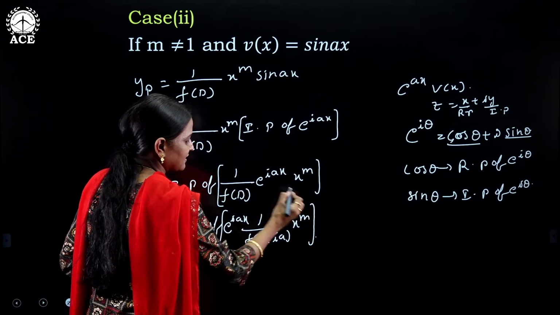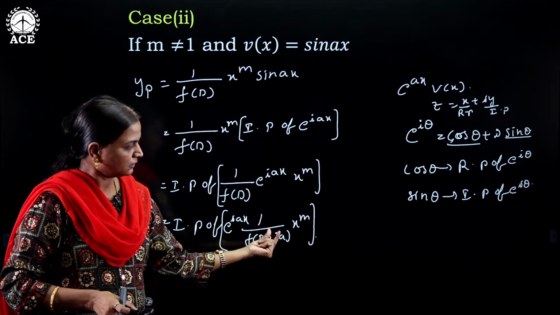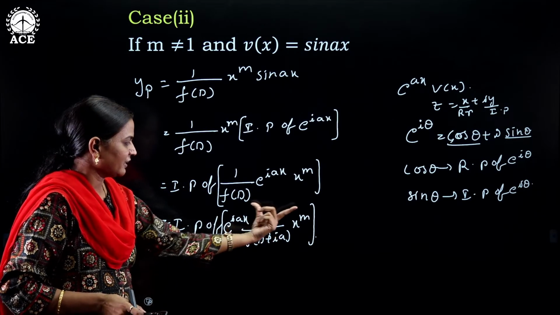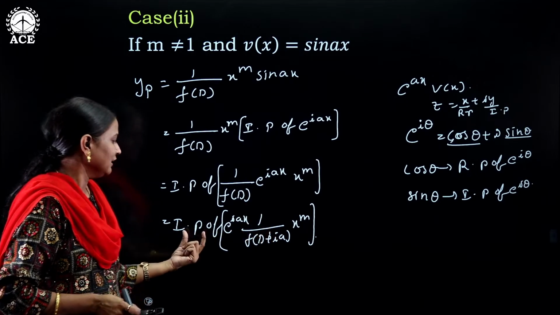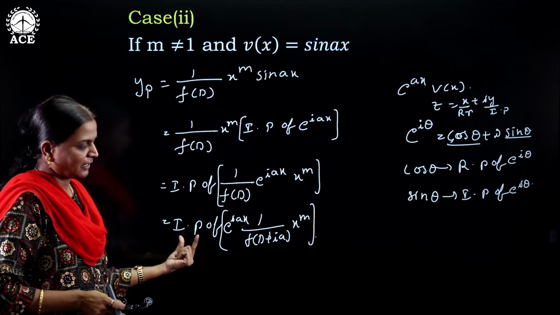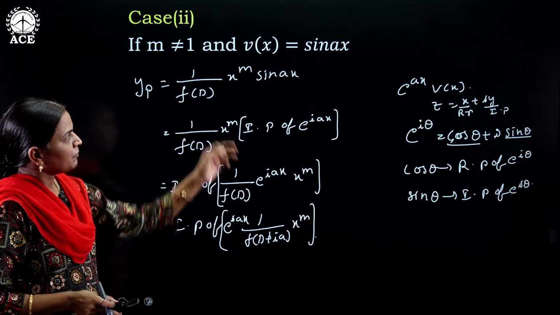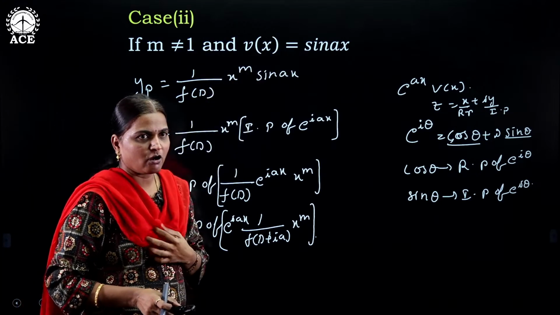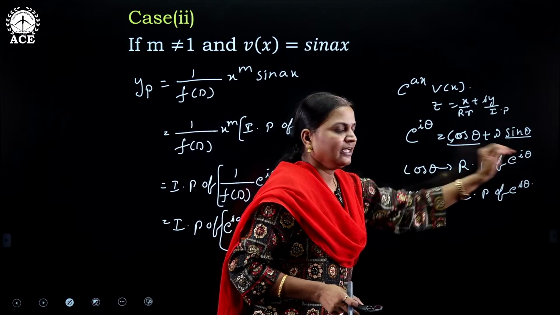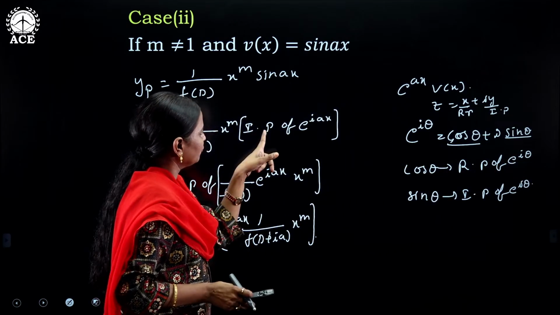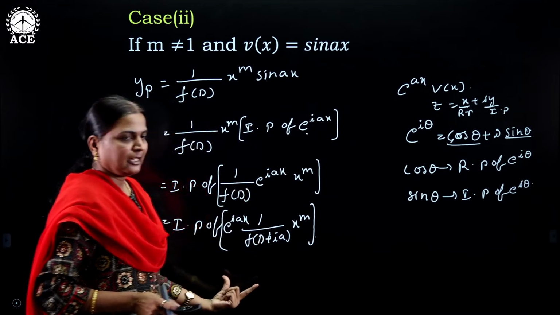Again operate 1 by f of D plus ia on x power m using the known method, the third method. So at last write this entire term as a complex number. From that complex number we need only the imaginary part. That imaginary part gives the required particular integral. Suppose when V of x is equal to cos ax, in this case we write cos ax as the real part of e power iax and apply the same procedure.